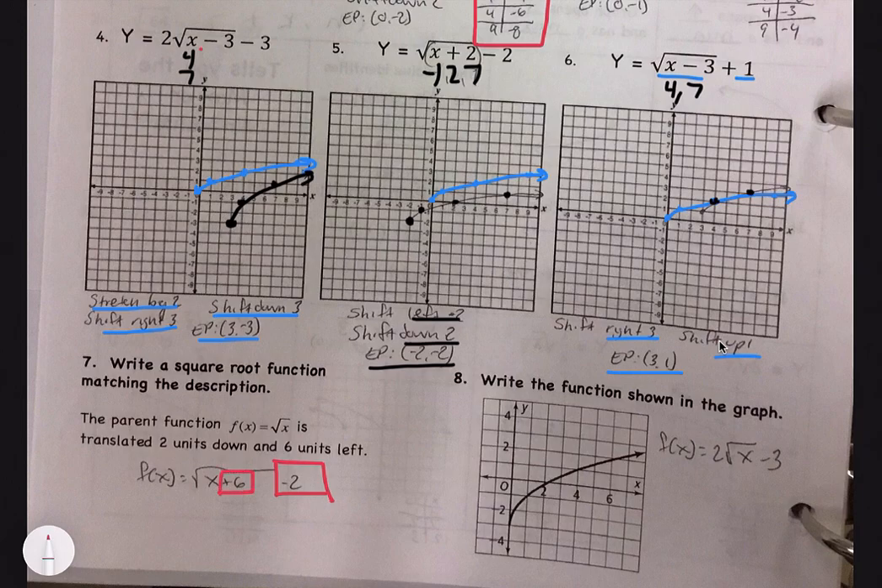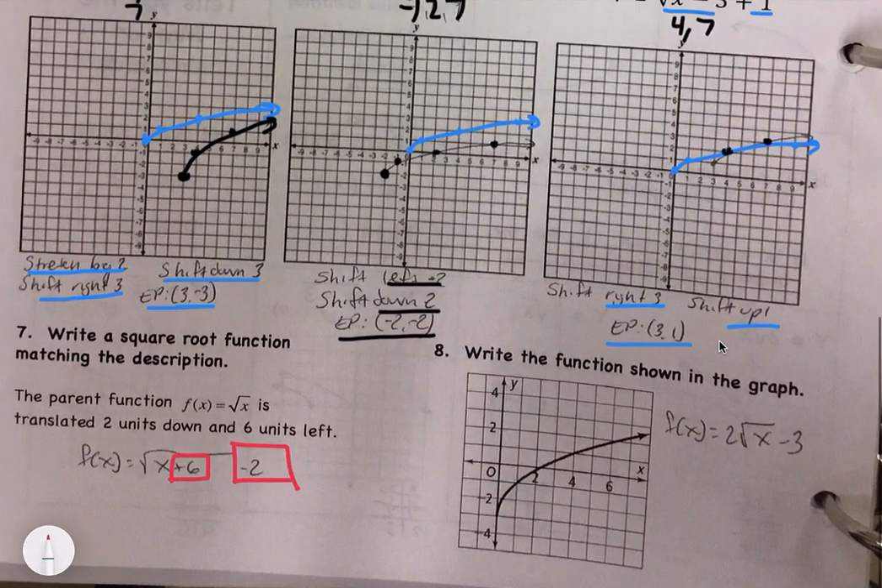Left plus 6. All right, write the function shown in the graph. So if you look at number 8, we found our endpoint is at 0, negative 3. So that means our h value is 0 and our k value is negative 3. So that's how we got that and that there.